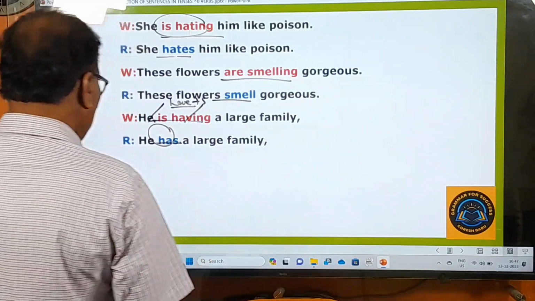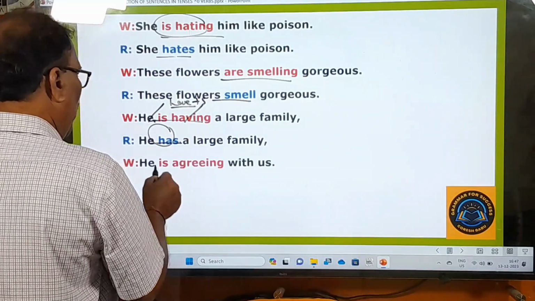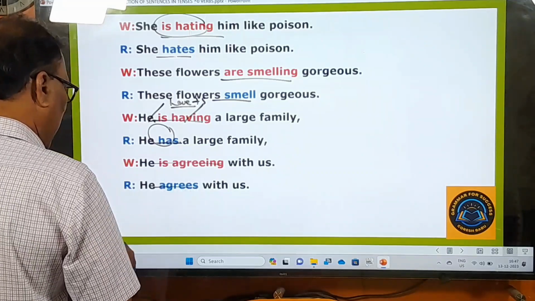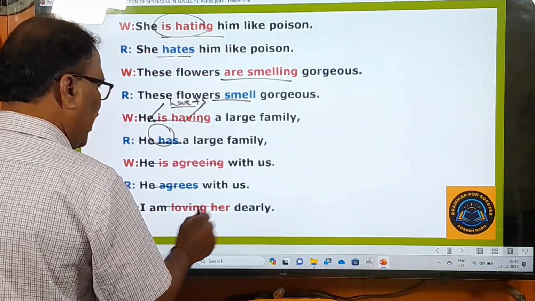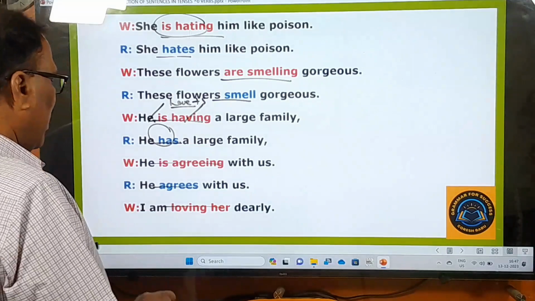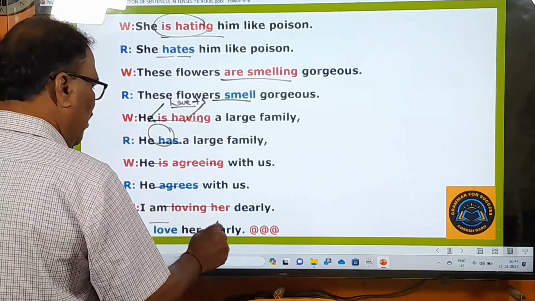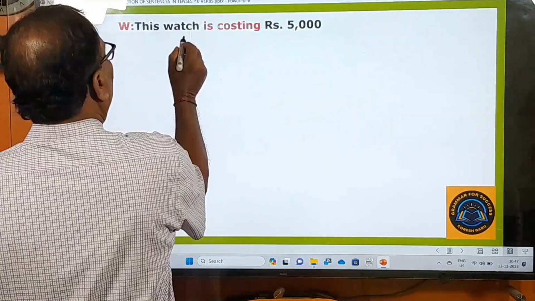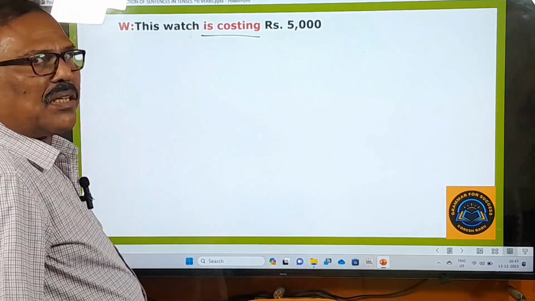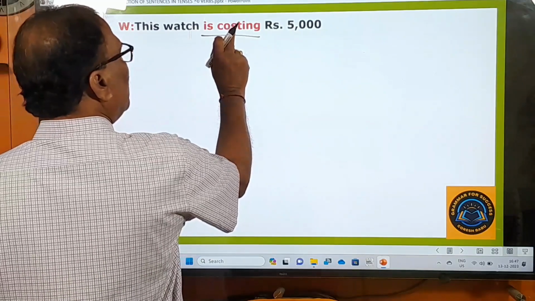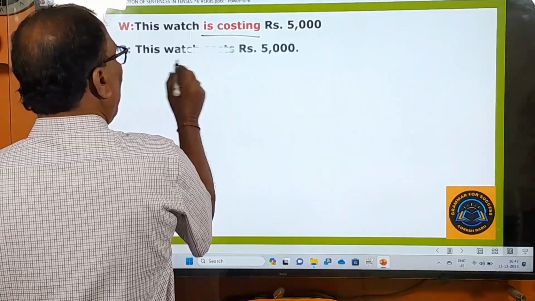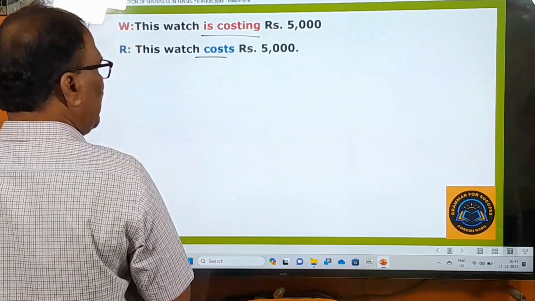And here I have some more examples for you. He's agreeing with us, and you say he agrees with us, and then comes I am loving her dearly. You don't say I'm loving, you say I love her dearly. So in this way, like that. And you go to the other examples. This watch is costing. You cannot say is costing. This is a verb not to be used in the continuous tense, but only in the simple present. So what should you say then? This watch costs 5,000 rupees, right?